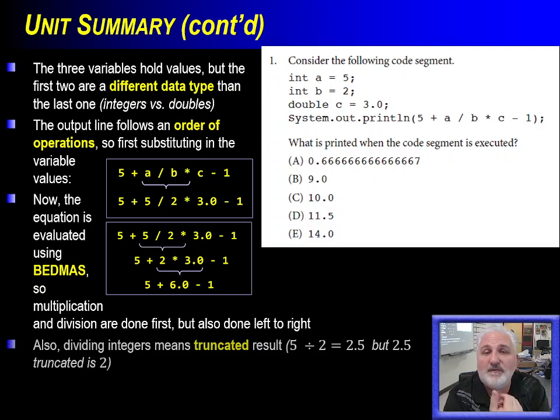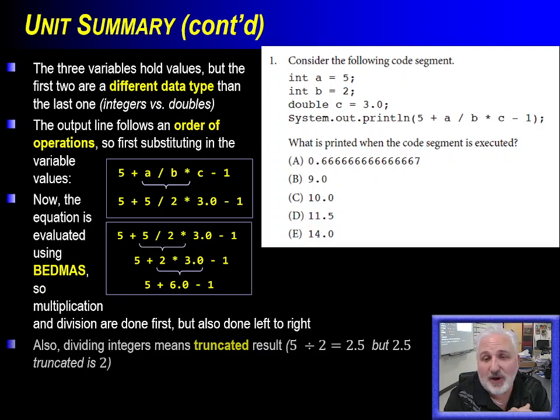So the output line follows an order of operations, which means multiplication and division is always going to be done before addition and subtraction. And if they're of the same precedence order, it's going to go left to right. So if you look at that, the A divided by B is going to be done first. Then it's going to multiply it by C. So we're going to go 5 divided by 2 multiplied by 3.0. So we're going to get the answer 6.0.